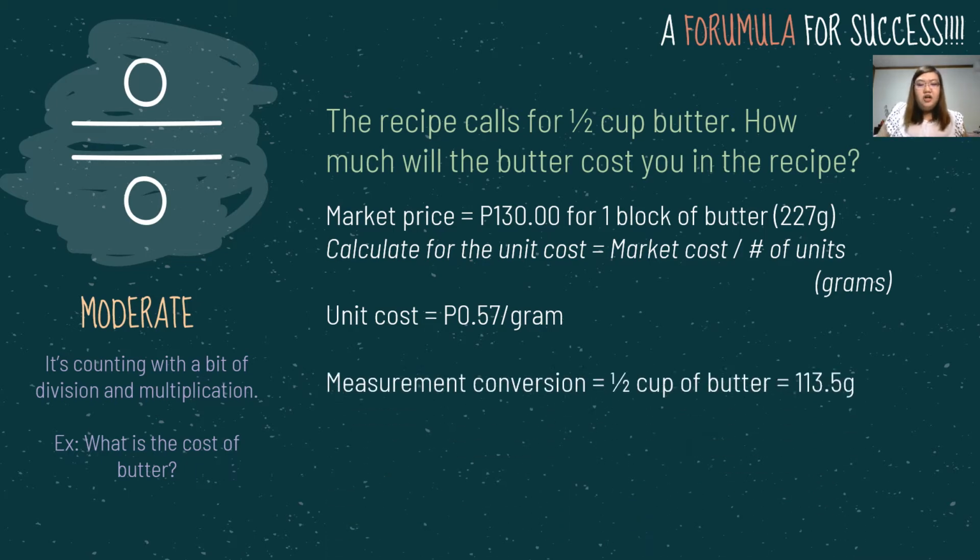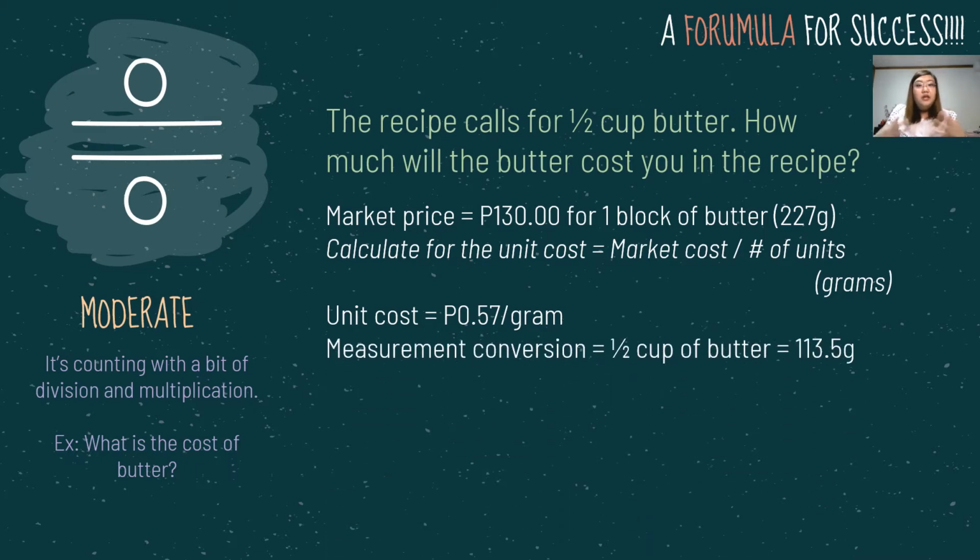But how much are you using in the recipe? Okay, so we need to convert this. We need to make it into grams as well. So the measurement conversion, half a cup of butter is 113.5 grams. How did I get this? 1 block of butter or 1 cup of butter is 227 grams. So just divide it by 2, you get half a cup of butter, that is 113.5.